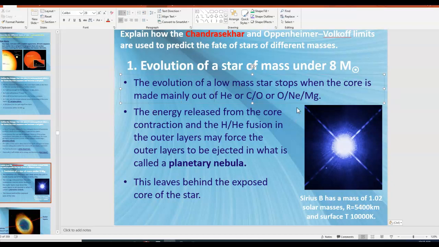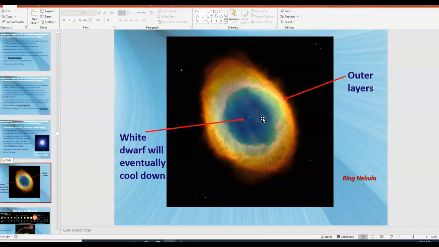And when that happens, we know that it's going to become a red giant. The outer layers are going to be forced off into space to produce what's called a planetary nebula, leaving behind the exposed core of the star, that is the white dwarf. And so here is basically the end result of a red giant. You can see there in the middle, that tiny little dot is the white dwarf that's eventually going to cool down. And this outer layer here is what we call the planetary nebula. Okay.